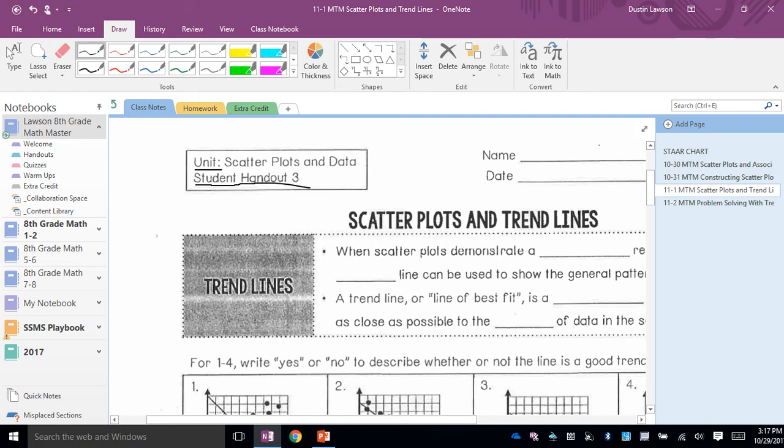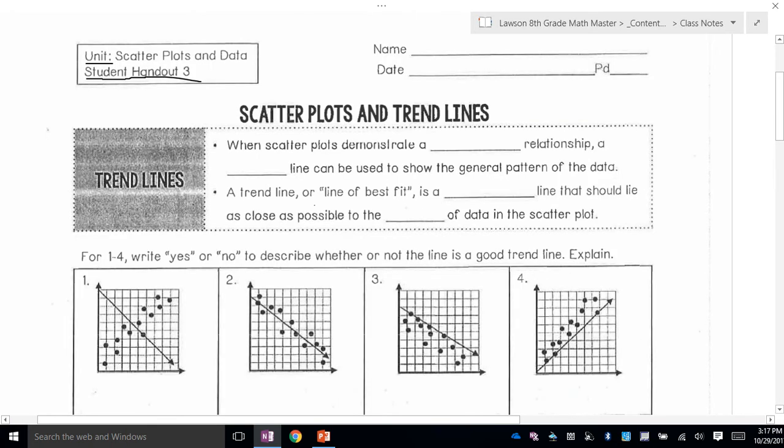Okay, so we're going to go ahead and dive right into it. I'm going to make this full screen and we will get started. So it says trend lines. Okay, when scatter plots demonstrate a linear relationship, so in this first blank here, we're going to write linear relationship.